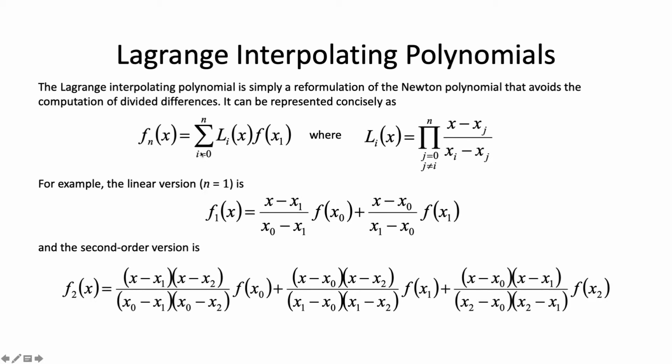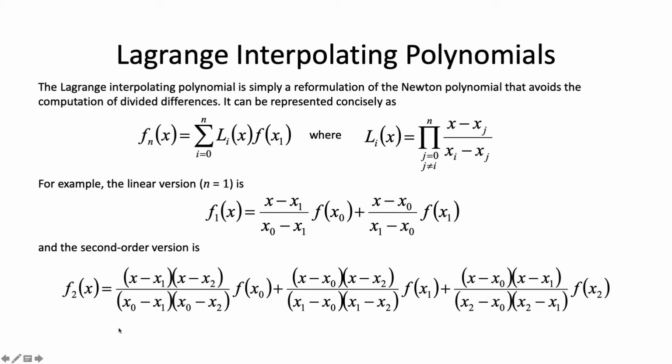Now for the second term where i equals 1, then this means that i equals 1 here. So this can start from 0. So we have j equals 0, x minus x naught divided by x1 minus x naught, which is what we see here, x minus x naught all over x1 minus x naught. And the next term is for j equals 1, but since we don't want the term j equal to i, we no longer compute for that product. So we are left with this term. So this is the linear version of the Lagrange interpolating polynomial.